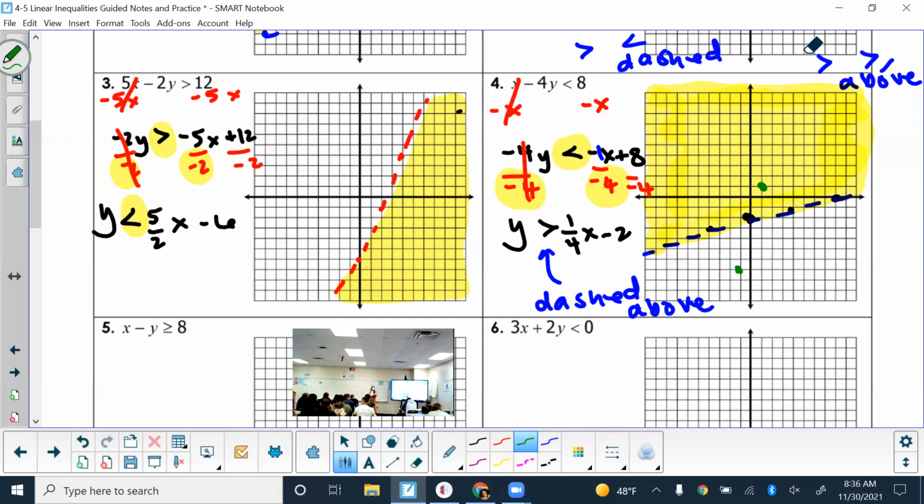No. What if it was 8, 0? So it was on the dashed line. Would that be a solution? All right. It wouldn't be, because it's on the dashed line. Anything on a dashed line is not included in the answer. If it was a solid line, then it would be included in the answer. All right, so any questions about that? All right. So now we're gonna kind of scroll down and look at 7 and 8.